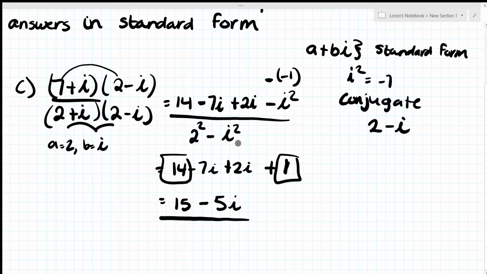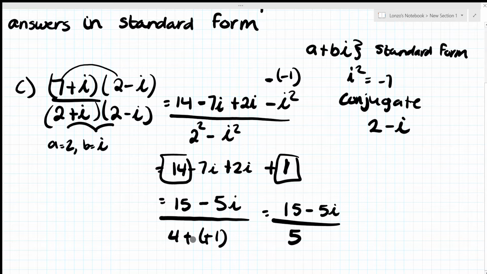Let's fix the denominator. 2 squared is 4 minus, remember i squared is a negative 1, so it's a minus and a minus 1. So 2 negatives becomes a positive. So 4 plus 1 is 5, so this is going to be 5, right?